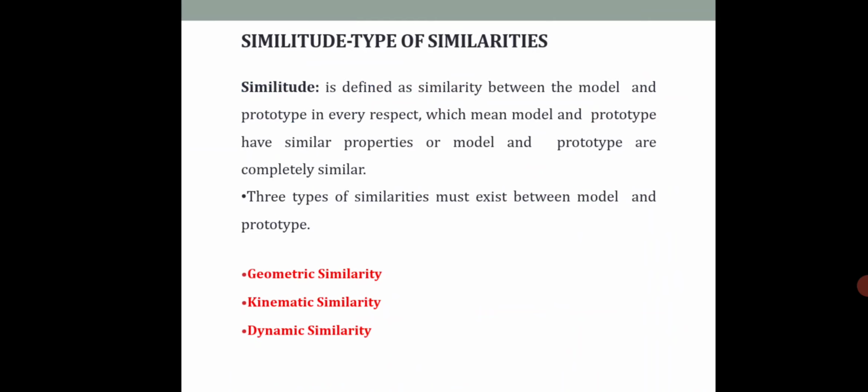So what are the types of similitudes? Similitude is defined as the similarity between the model and the prototype in every respect, which means the model and prototype have similar properties and are completely similar. We have three types of similarities: geometric similarity, kinematic similarity, and dynamic similarity.